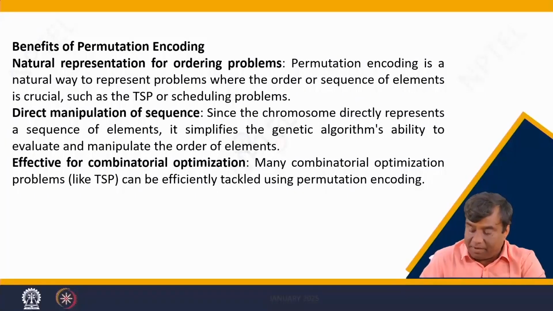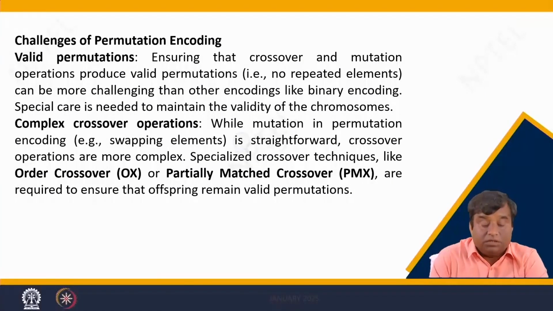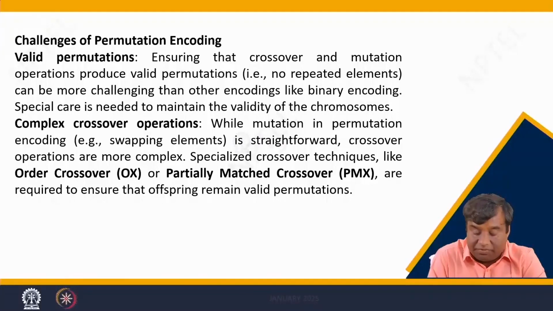The challenges of permutation encoding. First, valid permutations. We must ensure that crossover and mutation operations produce valid permutations, that is, with no repeated elements. So it can be more challenging than other encodings like binary encoding. Special care is needed to maintain the validity of the chromosome.